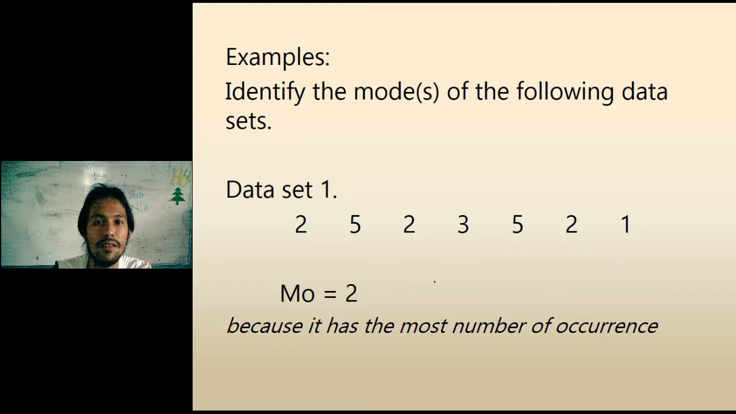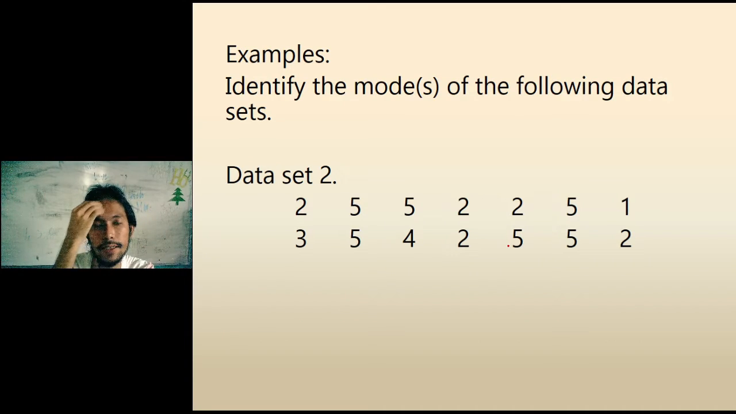Example: identify the modes of the following data sets. Data set 1: 2, 5, 2, 3, 5, 2, 1. In this data set, we see that the value that keeps repeating is 2. So the mode is equal to 2 because it has the most number of occurrences. It repeats three times.